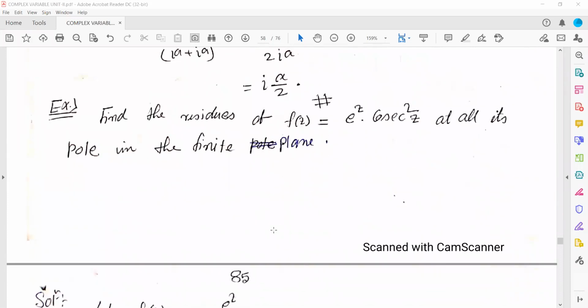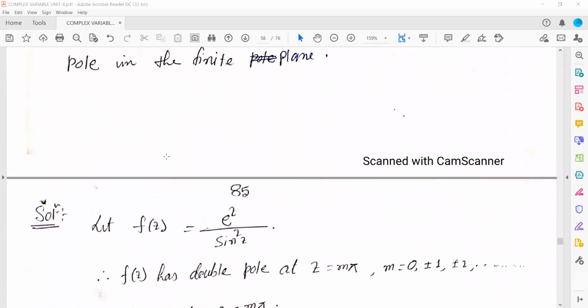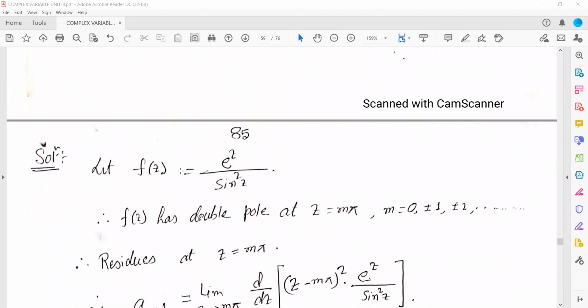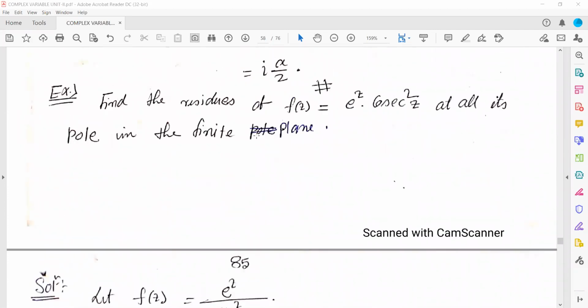Okay. Then you need to go through all this. Now here I'm just explaining the first two lines. Find the residue of this function f(z) equal to e to the power z into cosec square z at all points of its pole in the finite plane. Now here f(z) equals e to the power z into cosec square z. That means this can be written as e to the power z, and cosec square, if you bring it to the denominator, will be sine square z.